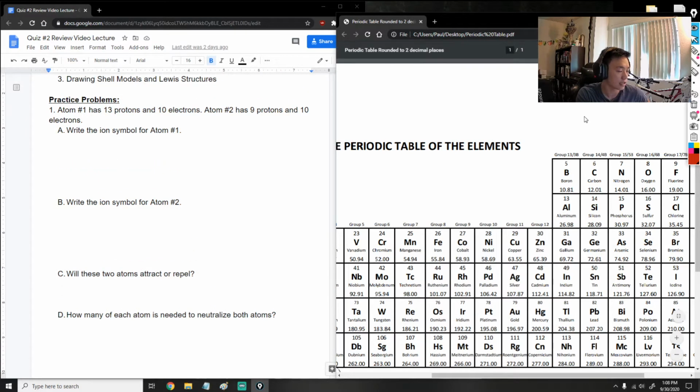The next question is how many of each atom is needed to neutralize both? So we said that we have Al3+ and we have F-. The question is asking how many Al3+ you need and how many F- you need for them to balance each other out, to get to no charge, to get to 0 charge. And this part's really simple.